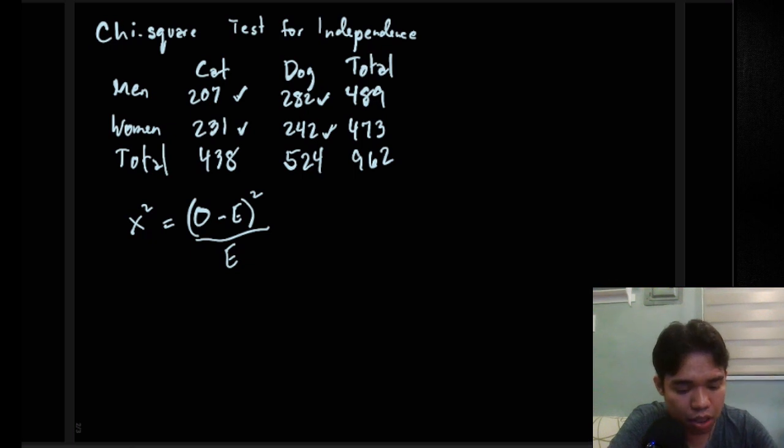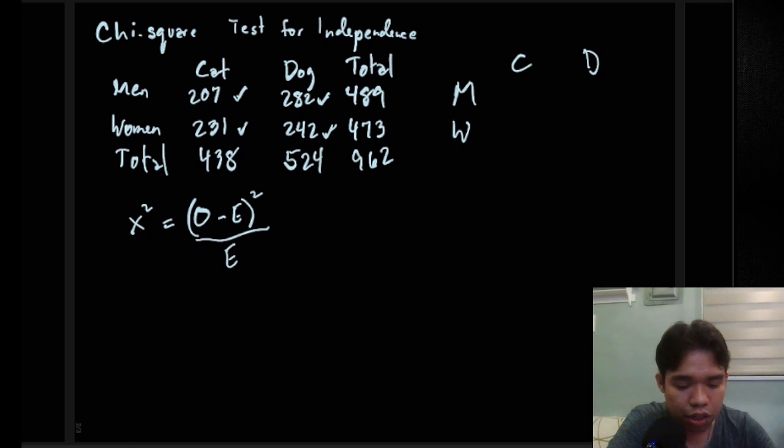We're going to copy and create another table. We'll write it here at the side, and use some abbreviations to make it simpler, because what we are after is the expected value of each of these 4 cells.